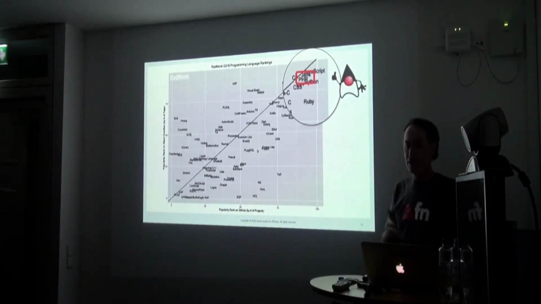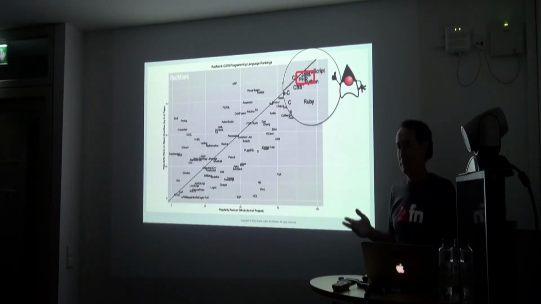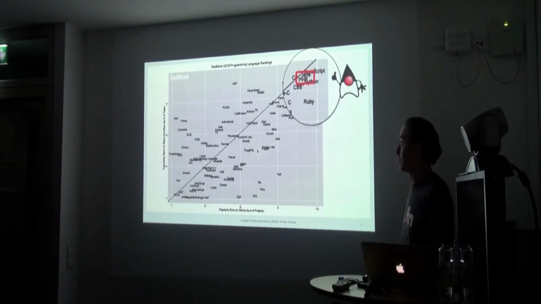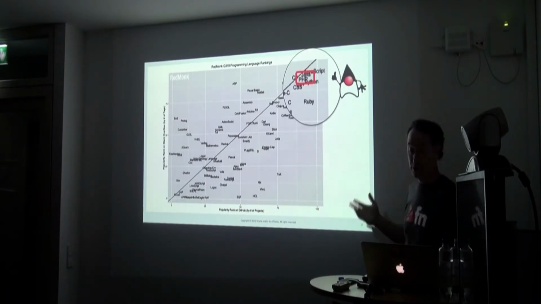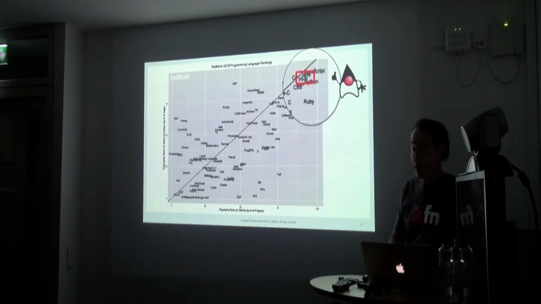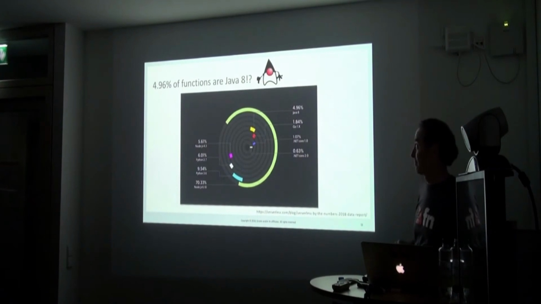I think I saw an article today that said something like 14 million people are programming in Java. It's a good number, right? So it's really popular. So it's pretty dominant. In functions, that's not true.